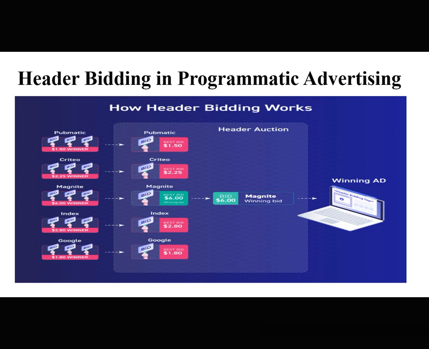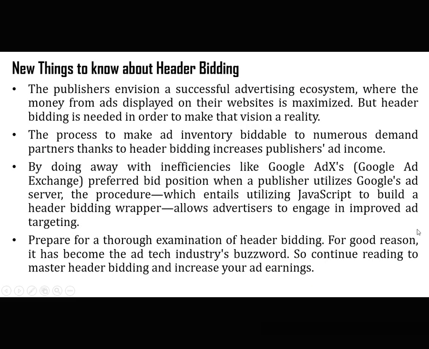Generally, header bidding is done for a higher eCPM yield, and it gives you more transparency as compared to Google Ad Exchange, where many things are not clear regarding ad exchange impression serving, as well as other things. There are various other things. So we'll go to the second slide, which is about the new things to know about header bidding.